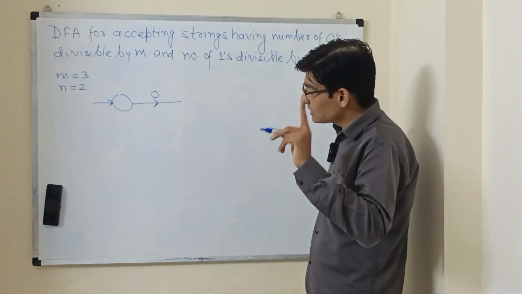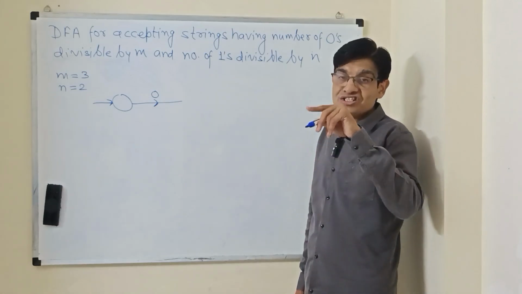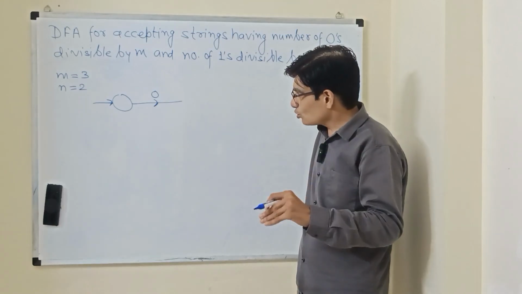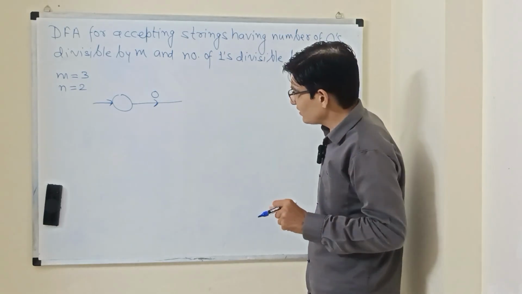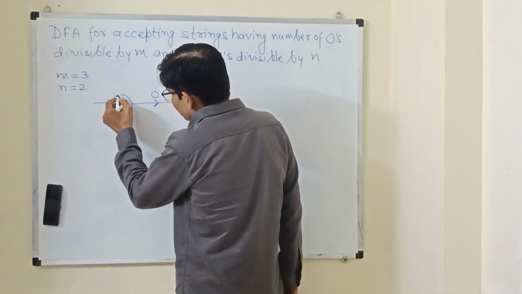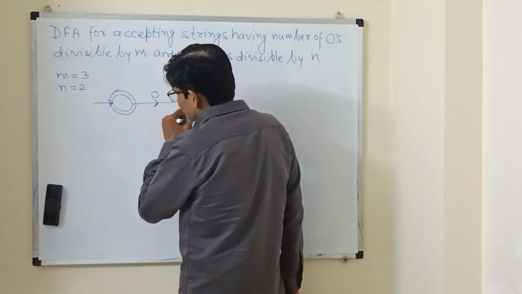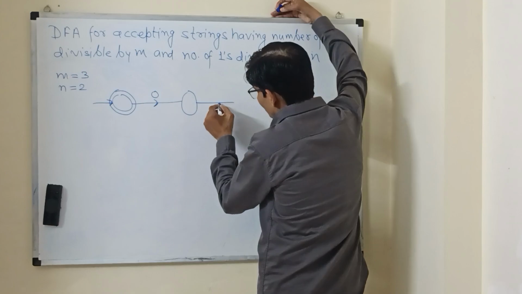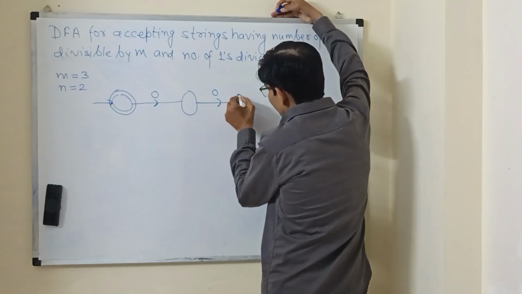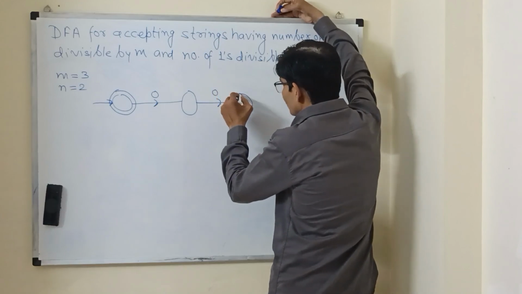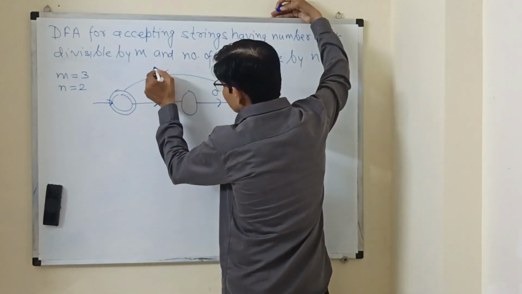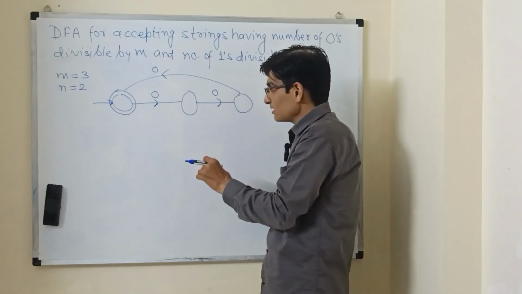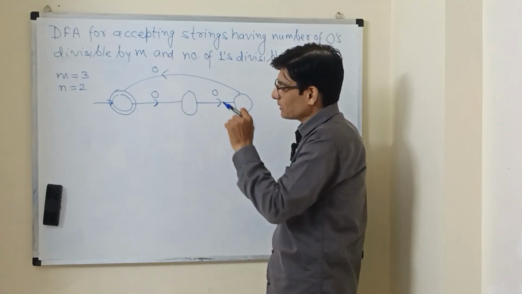See, the number of zeros divisible by 3, it means the number of 0s may also be 0. So that means we need to accept epsilon. And if we are accepting epsilon, we need to make the initial state a final state. So now we reach here, then on 0, number of 0s is 2, so we will reach here, and on the third 0, we can move back to the final state. So that would be the machine for accepting strings having number of zeros divisible by 3.